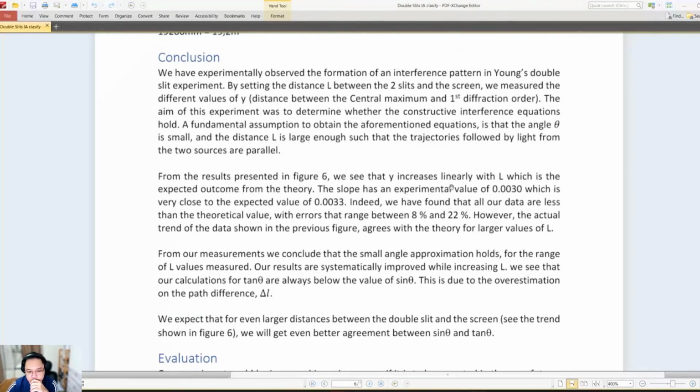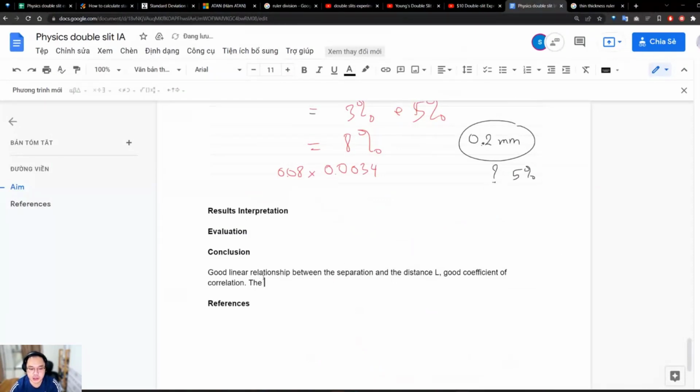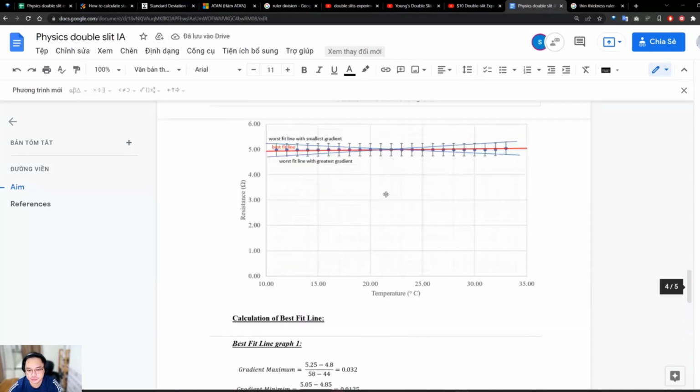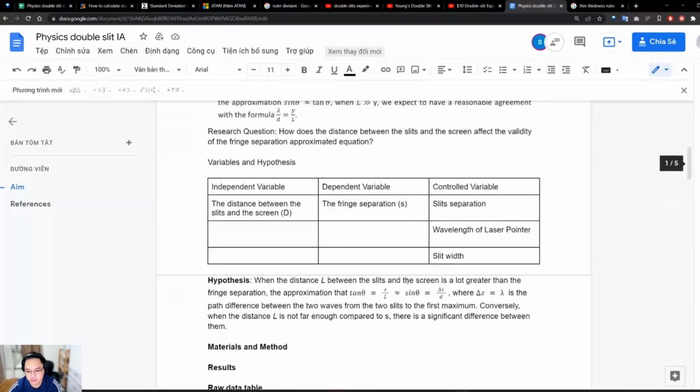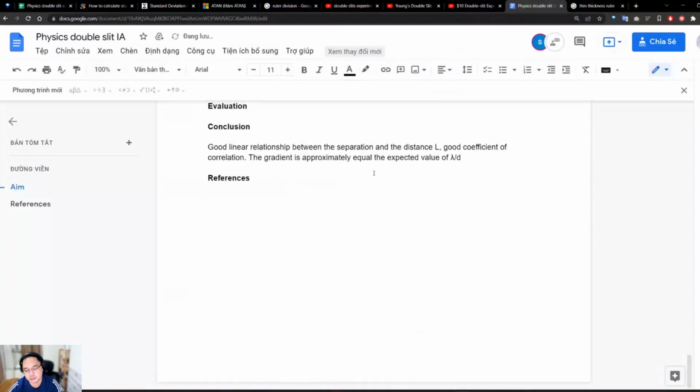The slope of the graph is very close to the expected value. Our slope is 0.37 and the expected value is 0.034. 8.8% different, which means it's close enough. The gradient is approximately equal to the expected value of lambda over d. Looking for the equation lambda over d. 8.8% difference.